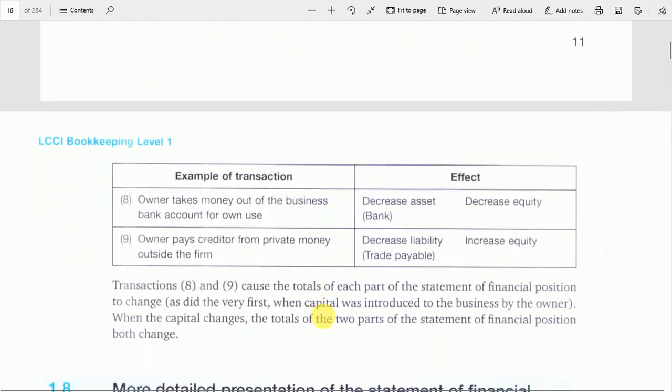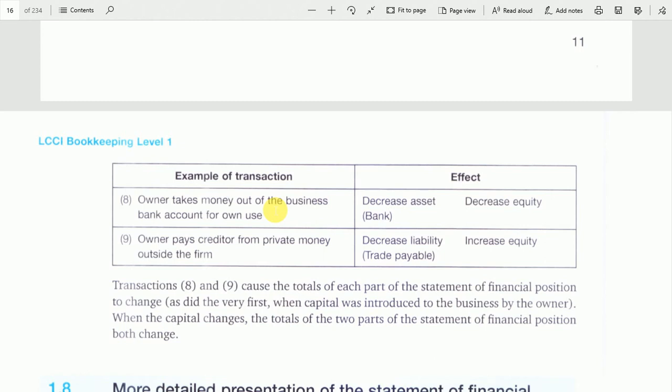Another example: the owner takes money out of the business bank account for personal use. What happens when the owner takes money out of the business? We call it a withdrawal, because they choose to reduce the amount of capital in the business for their personal use. The bank decreases because they have withdrawn a particular amount of money. The other impact is that the capital, or equity, decreases because they have taken money out for personal use.